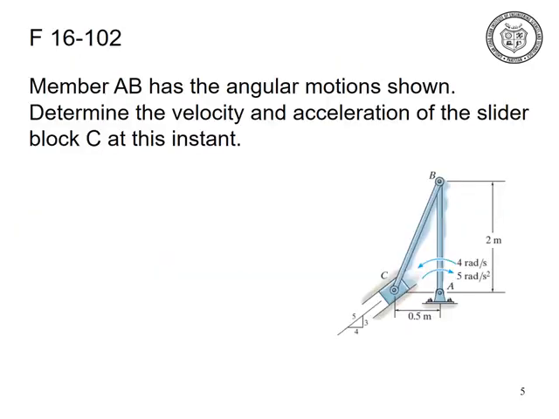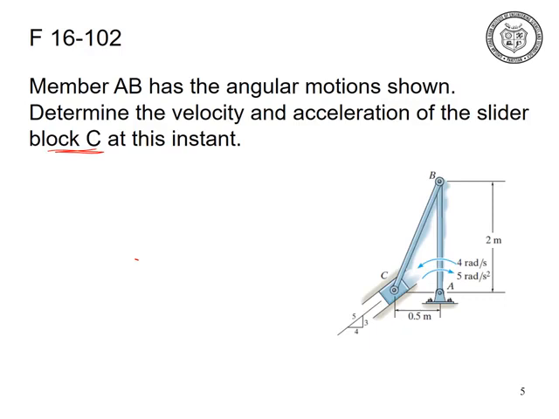Now come to the problem. This is the fundamental problem 16-106 from the Hibbeler book. The statement of the problem is: member AB has an angular motion as shown. Determine the velocity and acceleration of the slider block C at the instant shown here. So you have two members, one member is AB and the other member is BC. The member AB is connected to the slider by member BC.